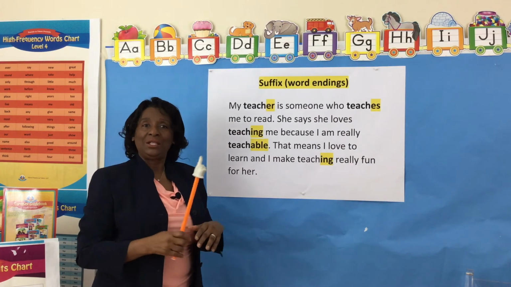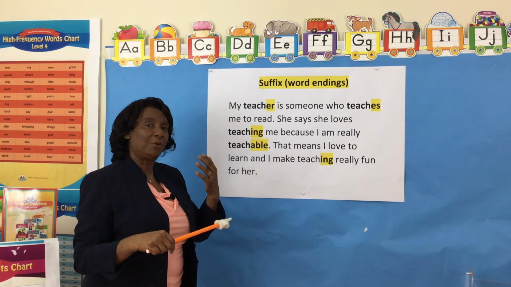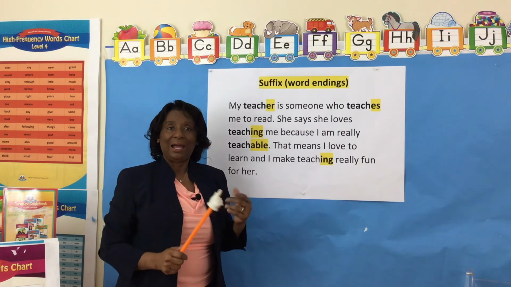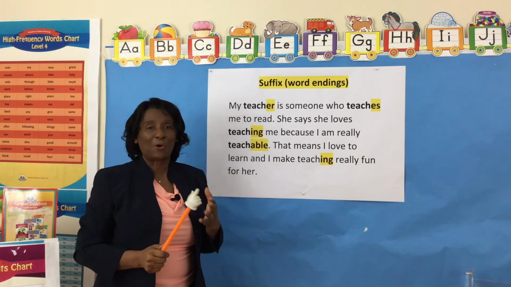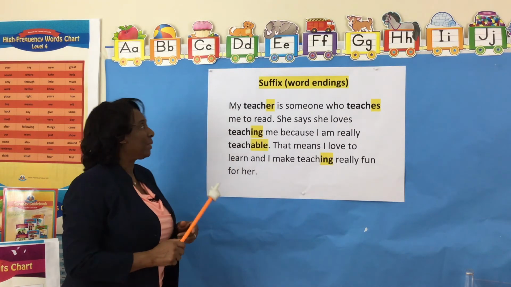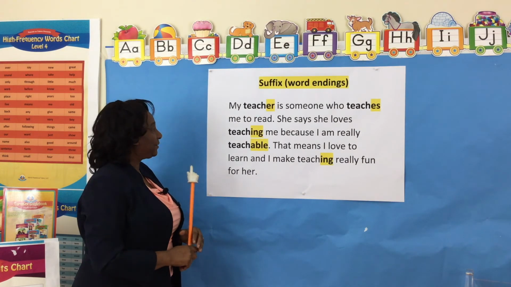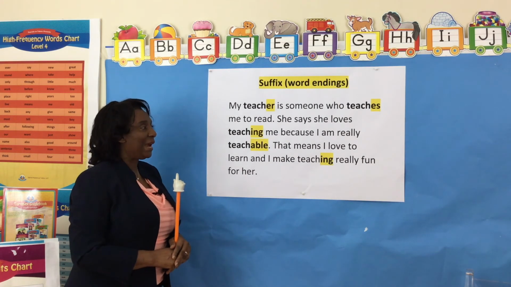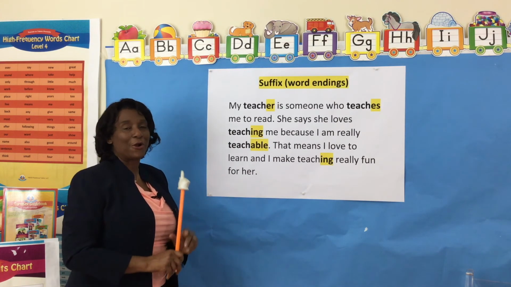And when you discussed teacher, that was when your child heard the other one, teaches, when you say a teacher is someone who teaches. And then remember I said that the very last thing you're going to do is have your child write a sentence or a paragraph using the new words that the child created. So let's go. My teacher is someone who teaches me to read. She says she loves teaching me because I am really teachable. That means I love to learn and I make teaching really fun for her.